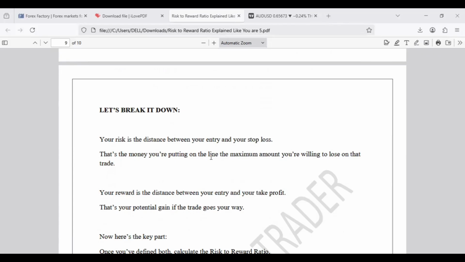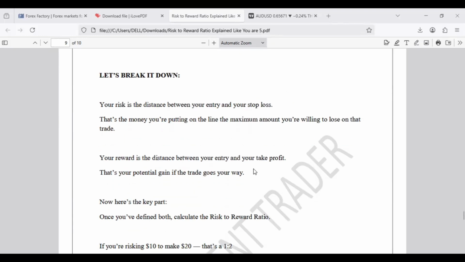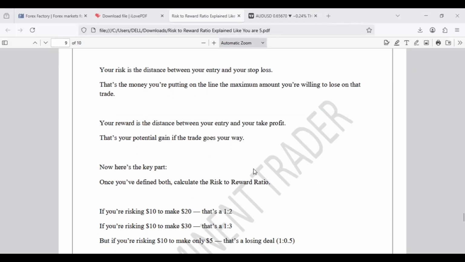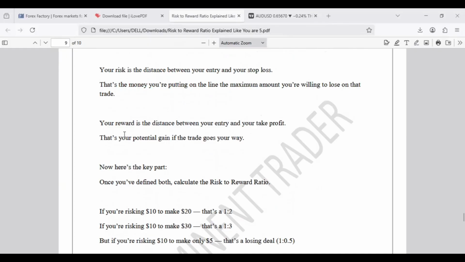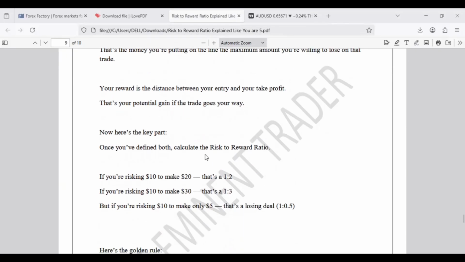Once you already know what you are willing to lose in a trade, you already have that confidence that no matter what happens, I am not going to lose more than this amount. Do you understand? So your reward is the distance between your entry and your take profit. And that is the potential gain if the trade goes your way. Now, here's the key part. Once you've defined both, calculate the risk to reward ratio.